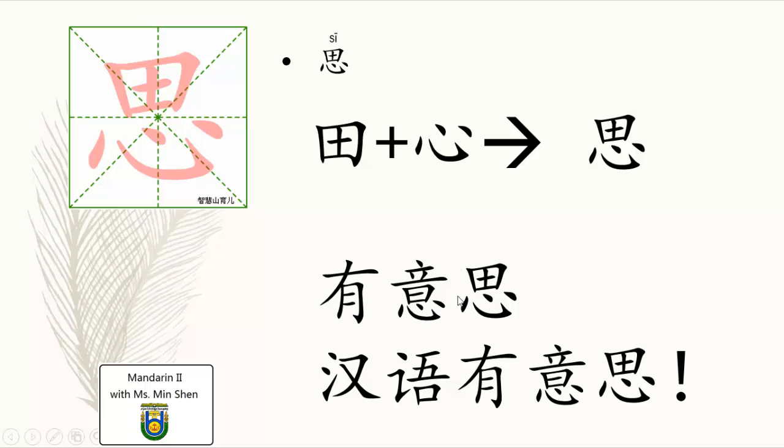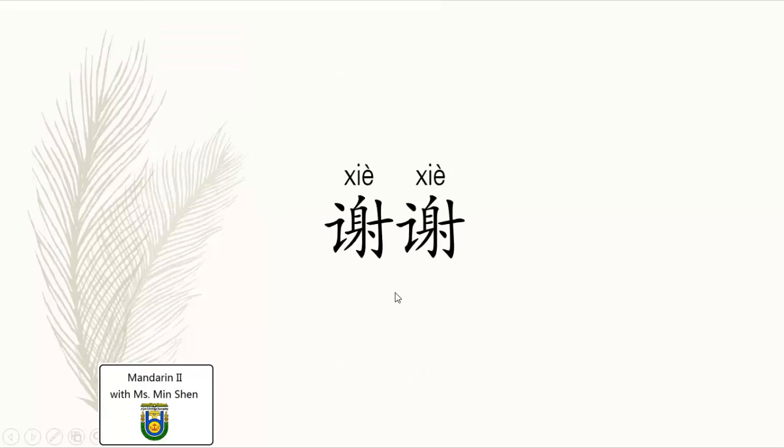意 meaning, 思 meaning, have meanings. So very meaningful, then somehow attractive and interesting. 汉语有意思. Mandarin is very interesting. And that's for today.